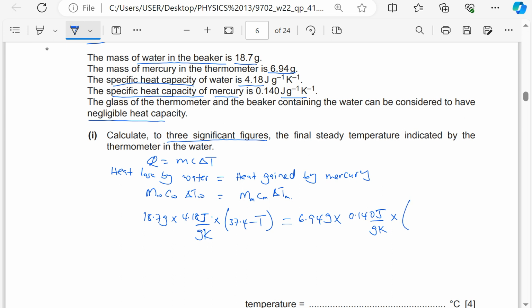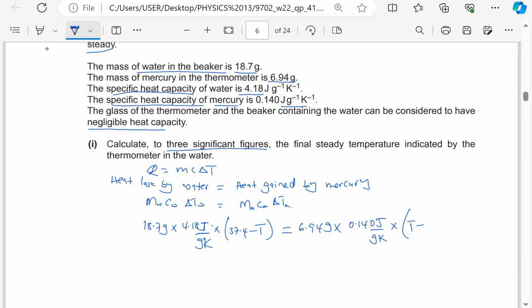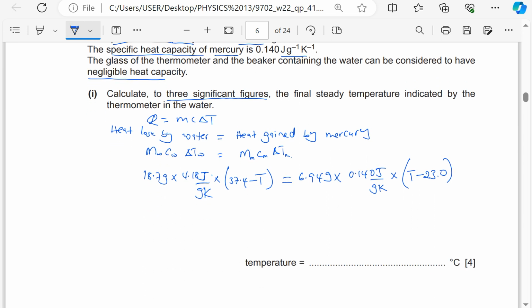Then the temperature, of course, for the mercury, the temperature rises. So it means the final temperature of mercury is higher than its initial temperature. So we shall say the final temperature minus the initial temperature of mercury, which was 23.0. Okay, so I'm just going to simplify this. Of course, grams cancels out.